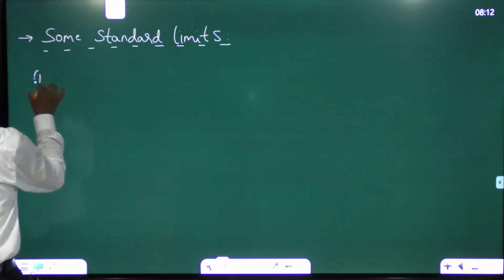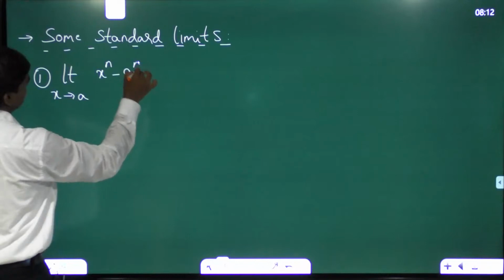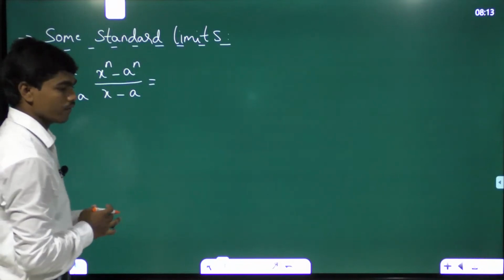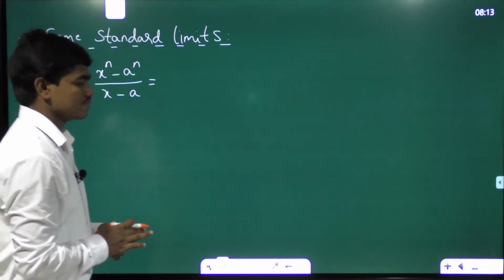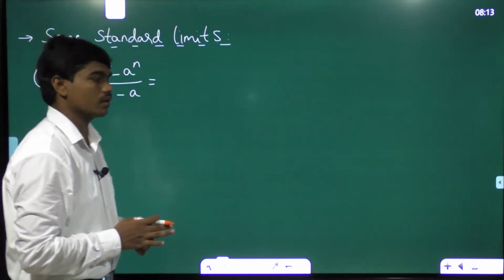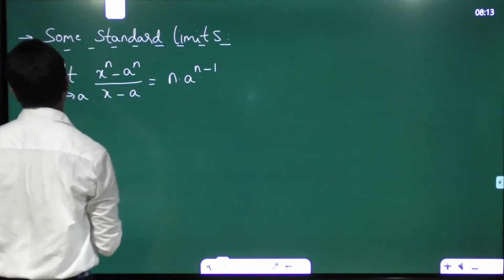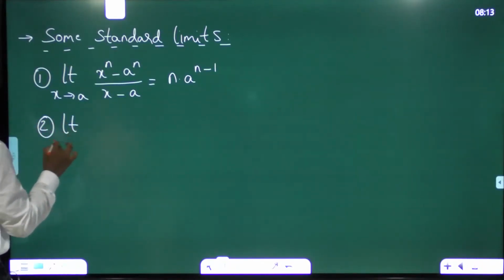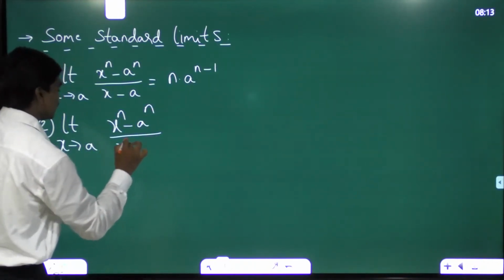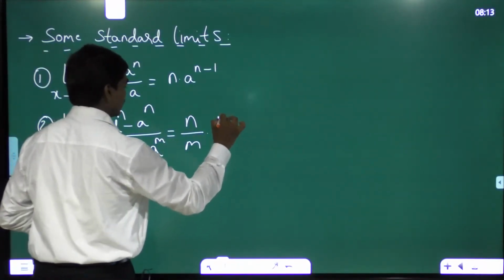So the first limit that I would like to give you: limit x tends to a, x power n minus a power n divided by x minus a. What could be the answer? Any guess for you? Okay, the answer is n into a power n minus 1. Now, the second limit: limit x tends to a, x power n minus a power n divided by x power m minus a power m. This is n by m into a power n minus m.